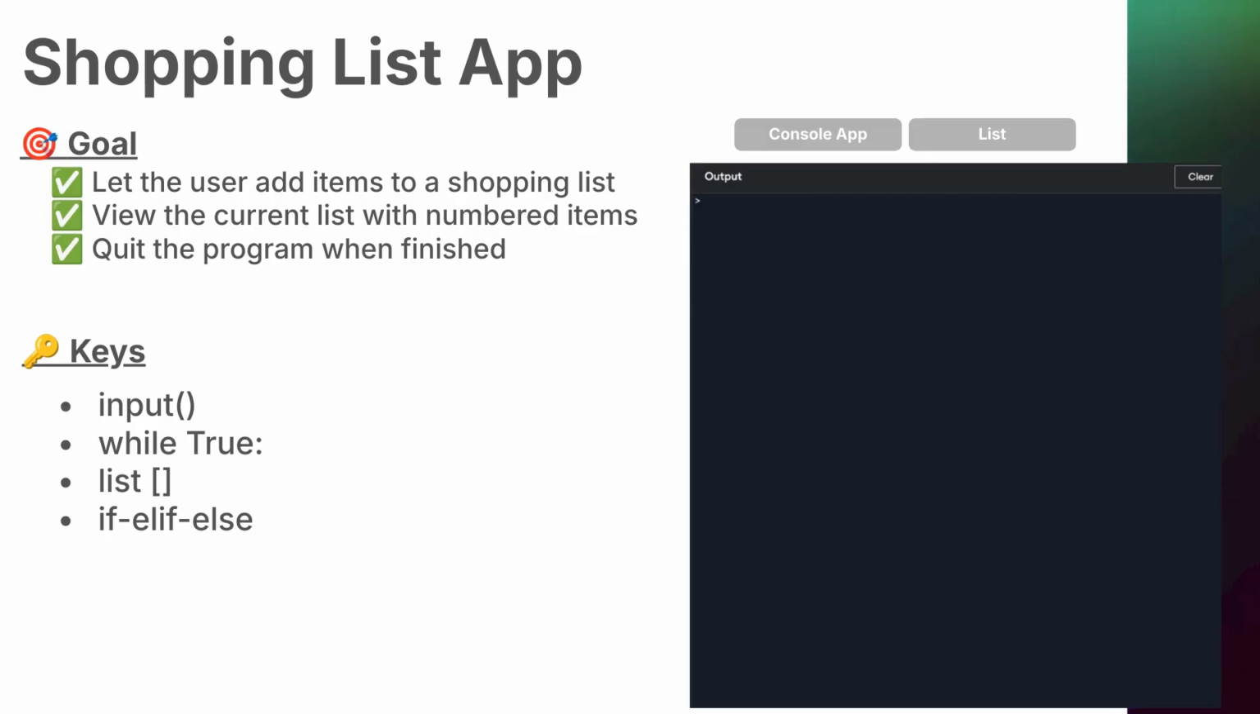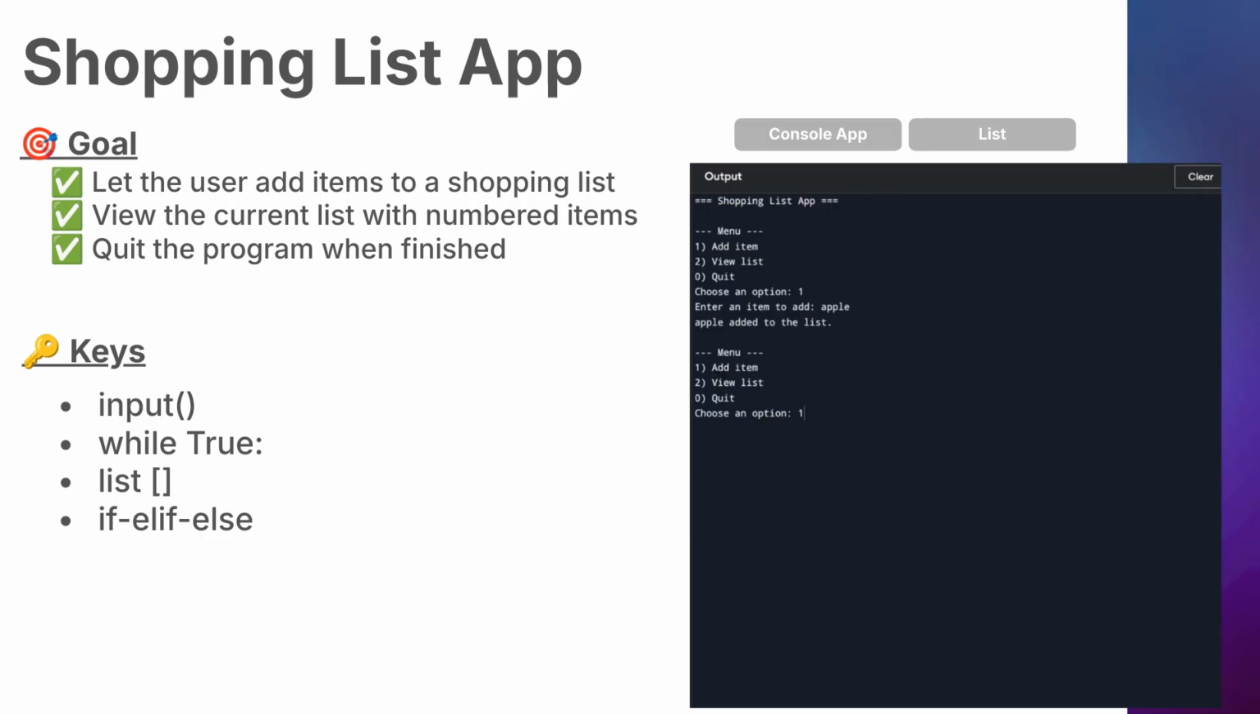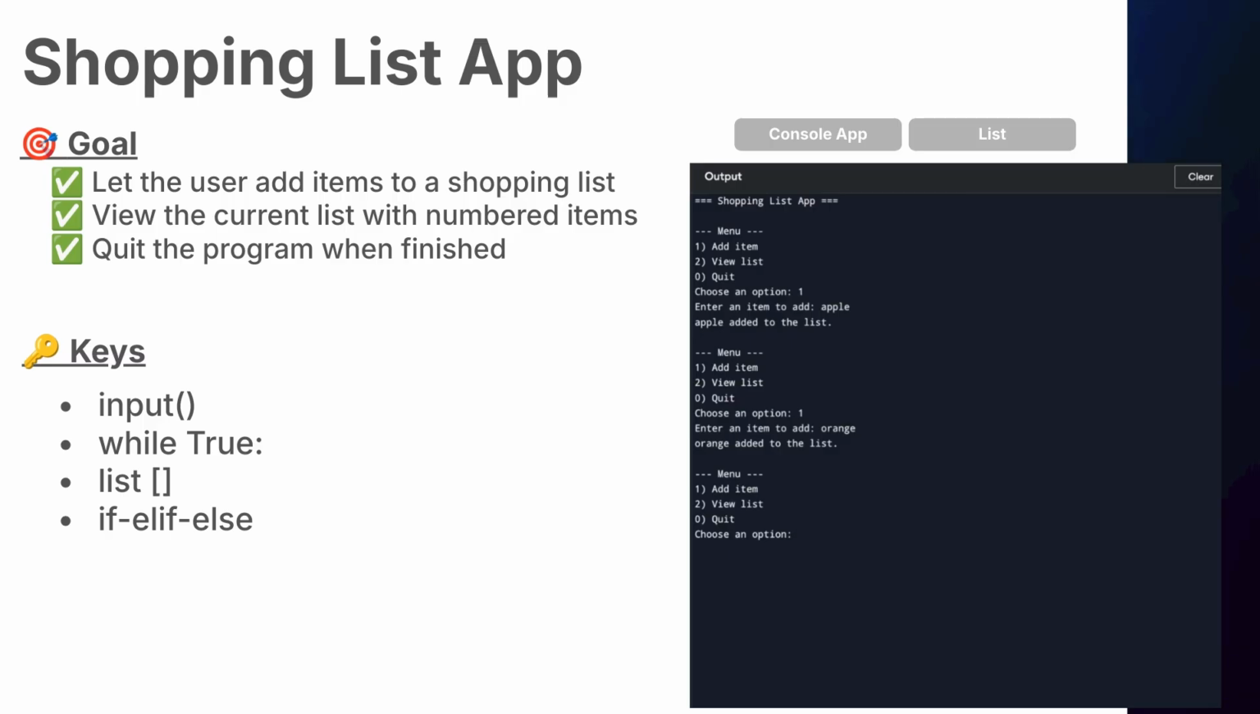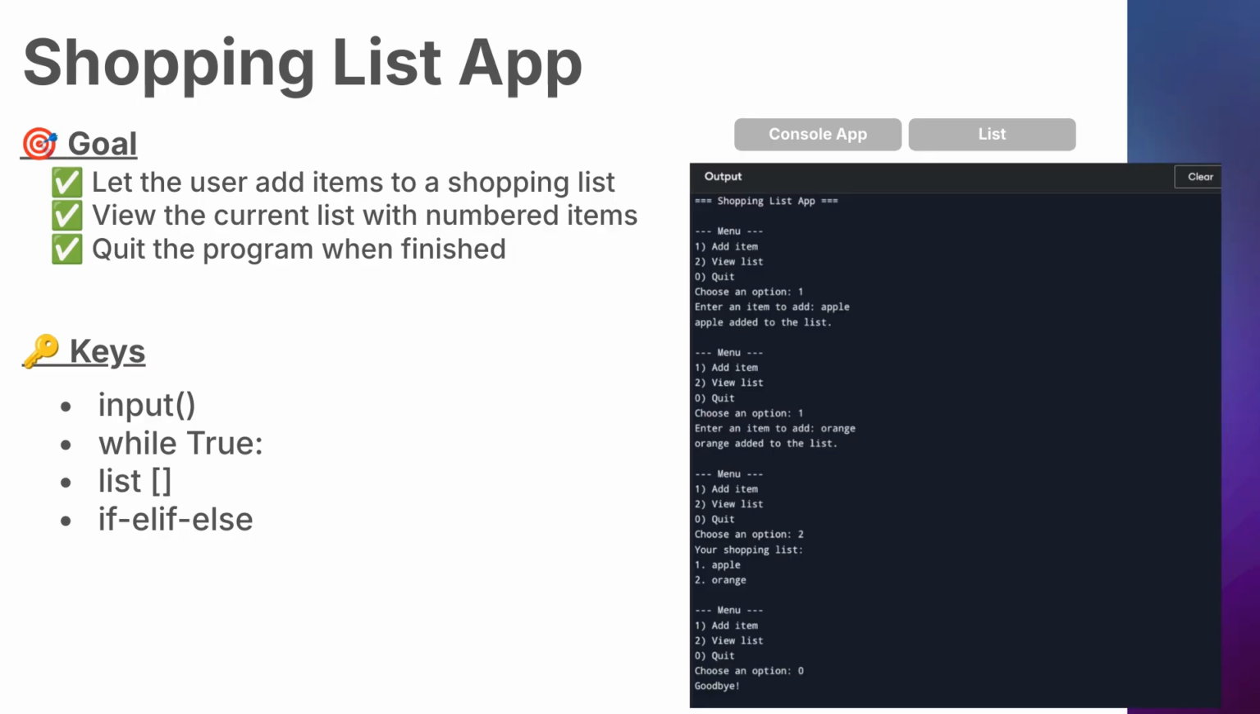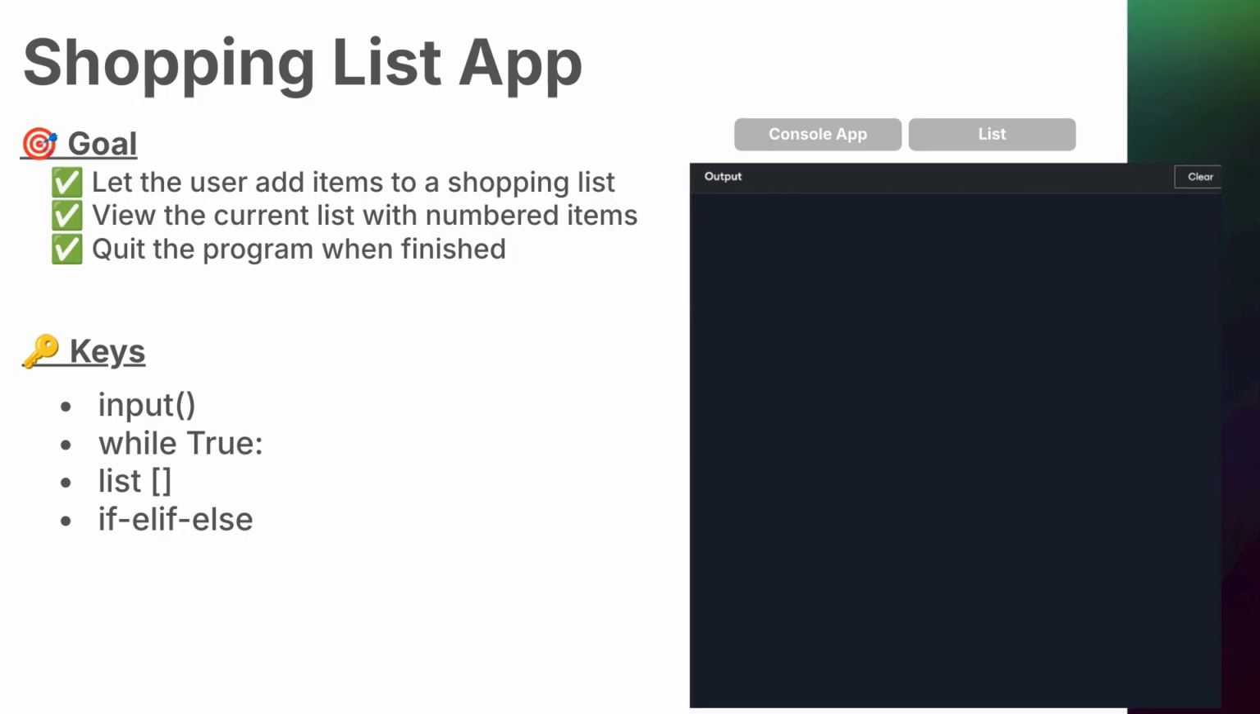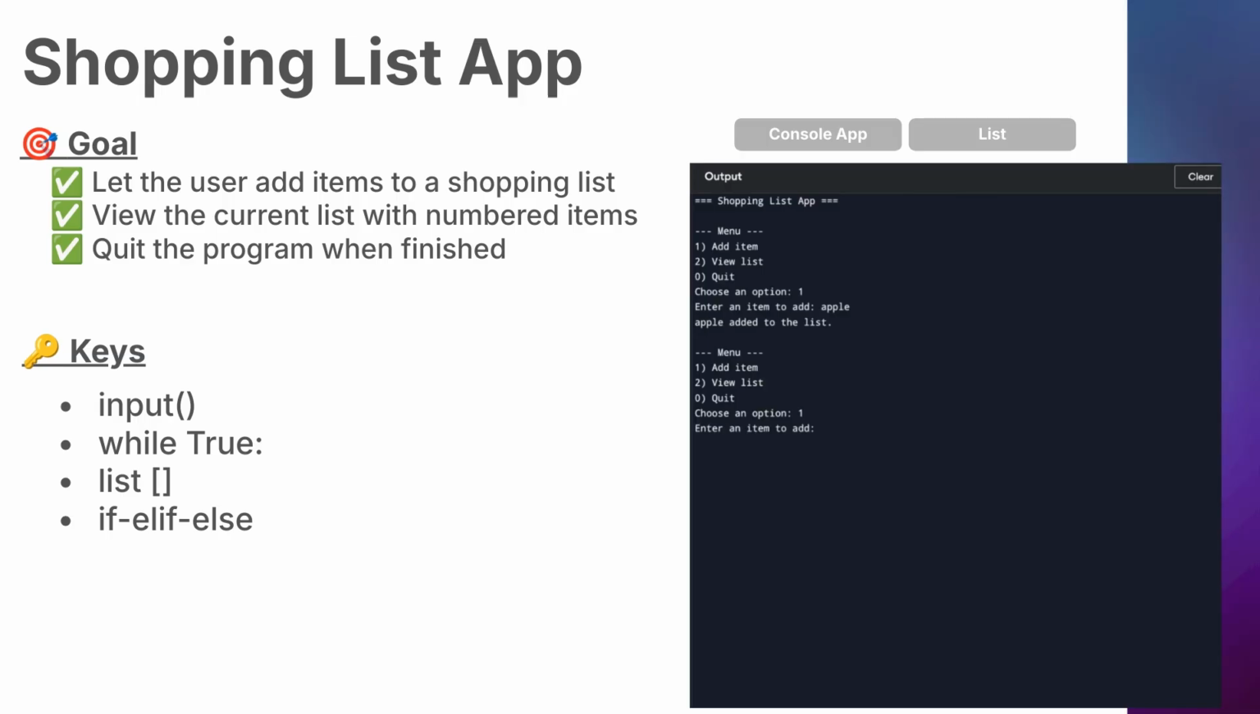When you run the program, it greets you with a title and then shows a simple menu. For example, you might choose option 1 and type apple, and the program will confirm that apple has been added to the list. You can then add orange the same way. If you choose option 2, it displays your shopping list neatly with numbers next to each item. And when you're finished, selecting option 0 exits the program with a goodbye message. This flow gives you an instant feel for how a simple menu-driven program works.